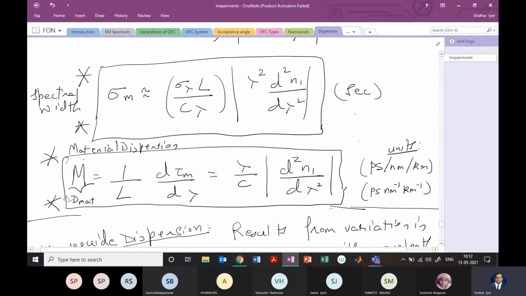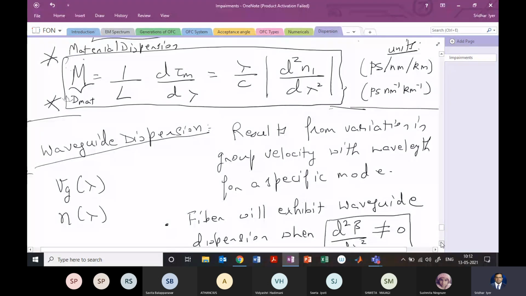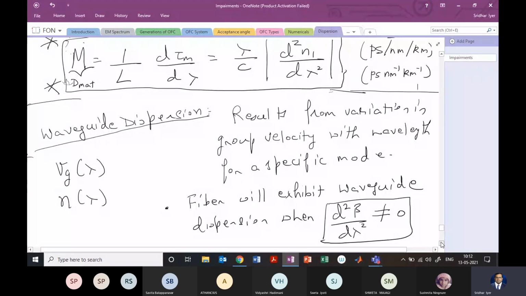Okay. And then we briefly discussed what this waveguide dispersion is, and I told you that the mathematics is a little complicated, but we just want to understand what the waveguide dispersion occurs because of. So it occurs from the variation of group velocity with wavelength. So Vg becomes a function of lambda, and n, the refractive index, also becomes a function of wavelength. So this factor here, n of lambda, is a very important factor, and we'll see in module 3 in sources why this is so important.